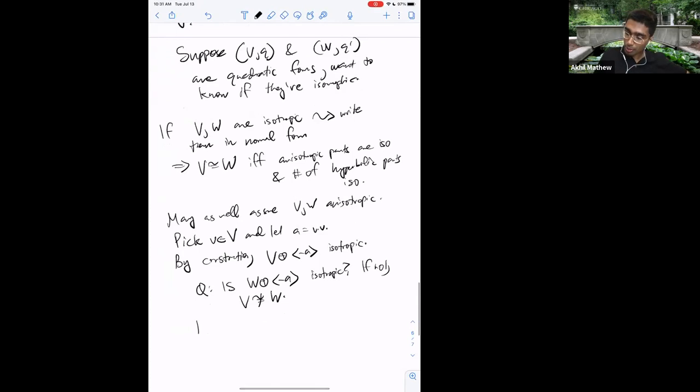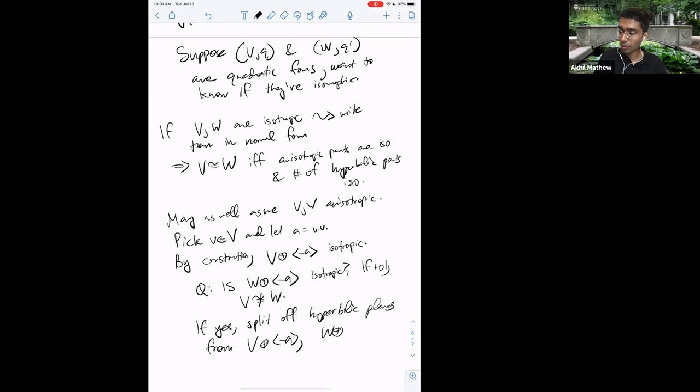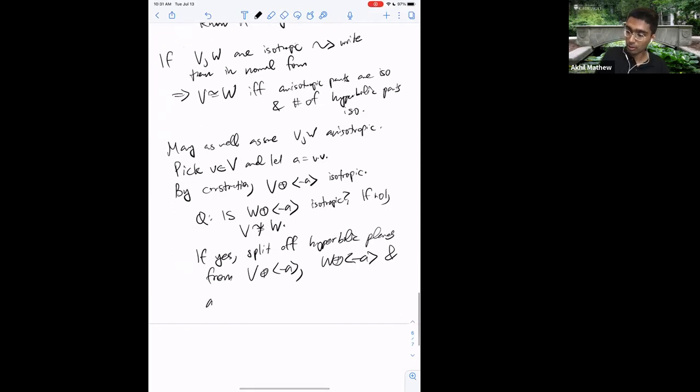But if yes, what you do is you split off hyperbolic planes from V direct sum minus a and W direct sum minus a, and ask if the complements are isomorphic. And then you sort of recursively continue this process. And this terminates because at each stage you're lowering the dimension. I mean, the complements are going to be of dimension less than V. So inductively this determines when V and W are isomorphic.